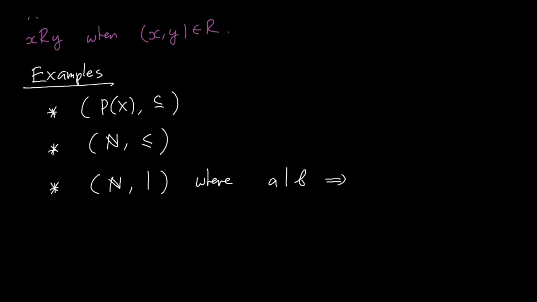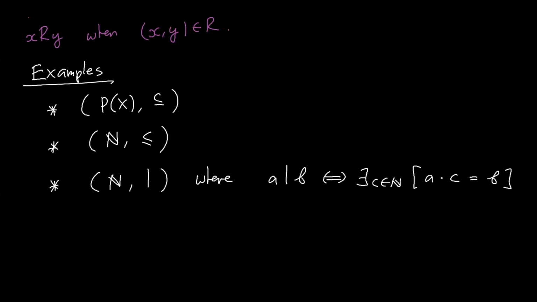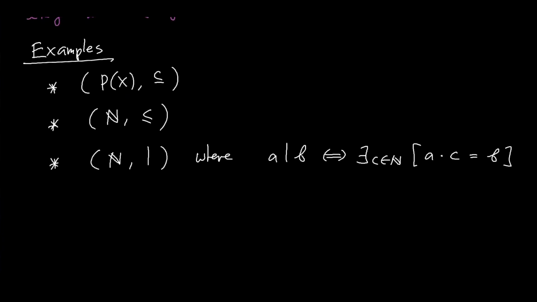A divides B means that there exists a number C such that A times C equals B. Okay. This relation is reflexive, clearly, right? And it's also transitive. Another way of thinking about this is A is a factor of B, right? If A is a factor of B and B is a factor of C, then A will be a factor of C. It's also antisymmetric. If A and B are factors of each other, then they will definitely be the same number.